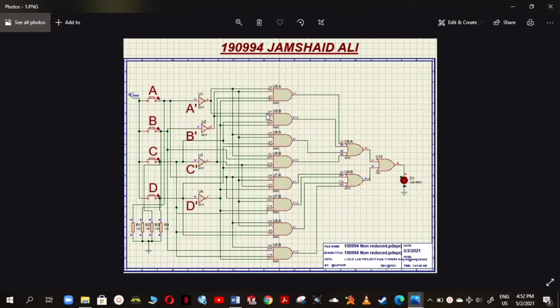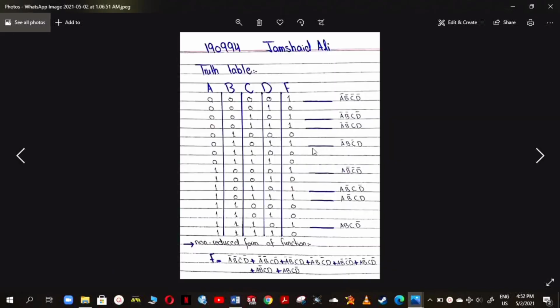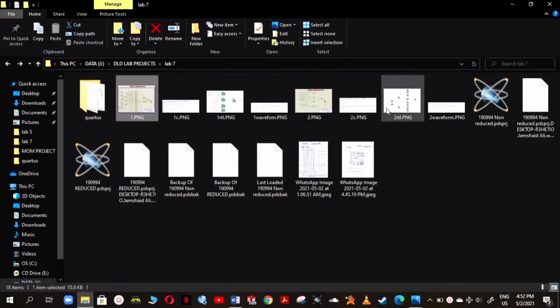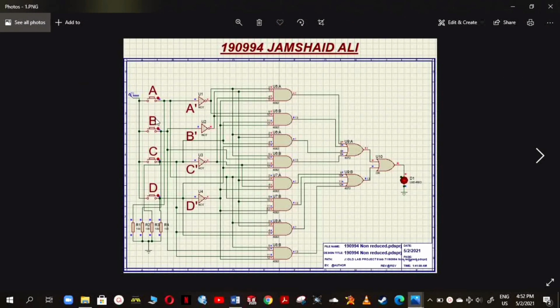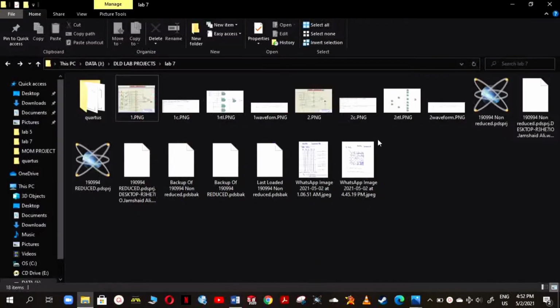So now we can see, if all the inputs are 0, then our output is 1. You can see here in our Proteus circuit, if all the inputs are 0, then our output is 1, so the LED is blinking. So this is the non-reduced form of the Boolean expressions and the Proteus circuit of these Boolean expressions. Now I am going to show you the reduced form of the circuit.